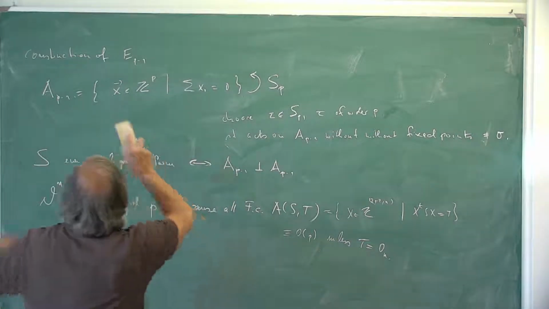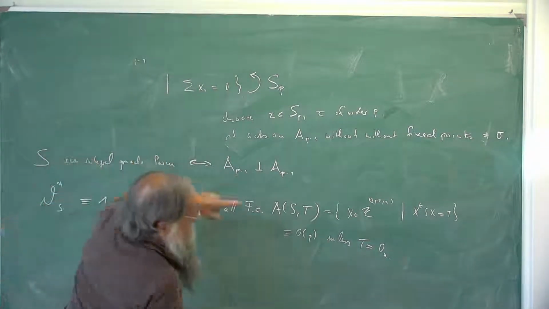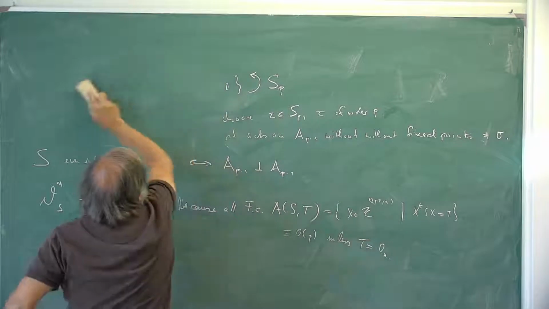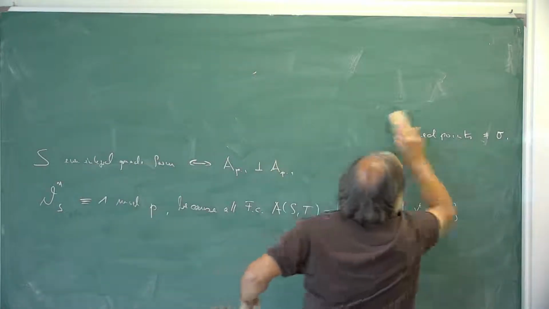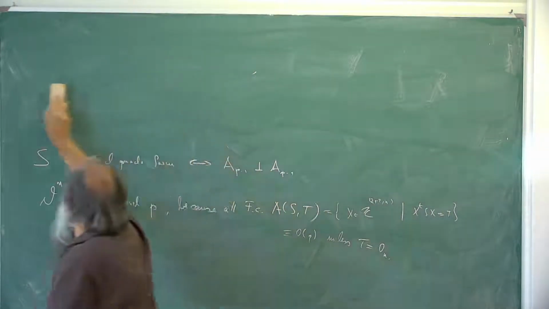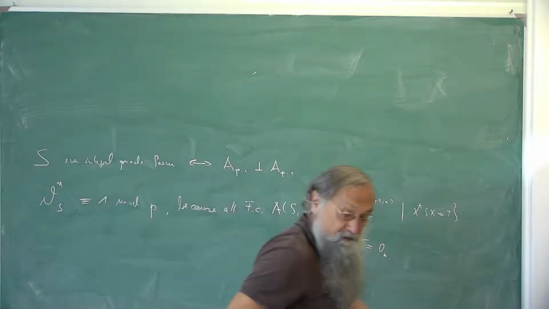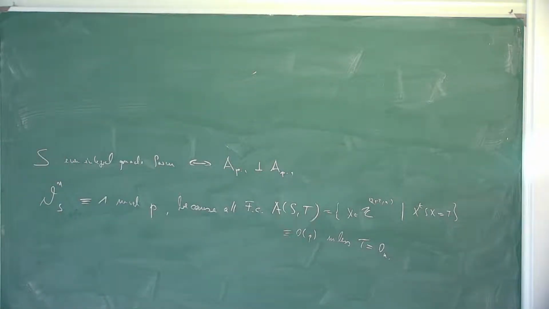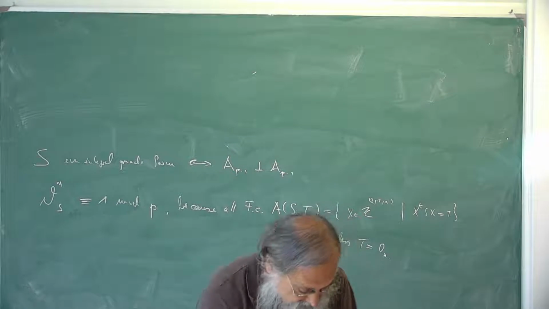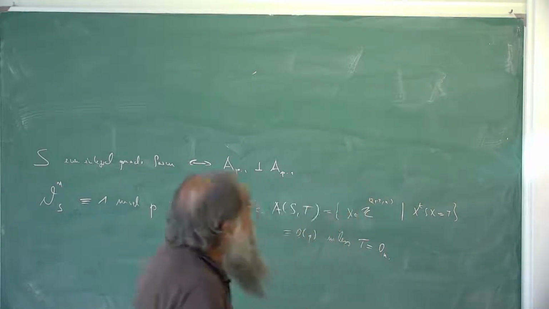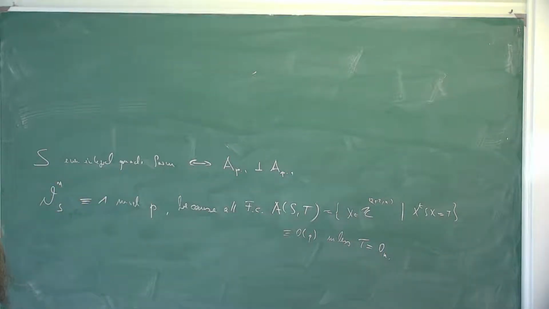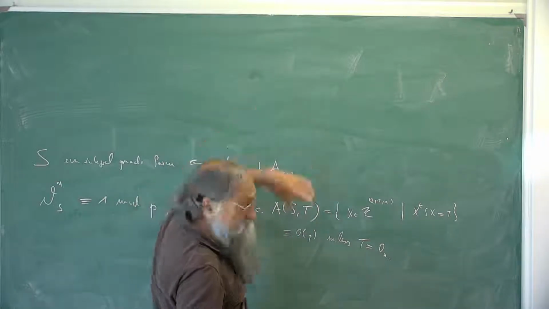Sorry, I have to erase this because I need this existence theorem over there. Maybe keep it for a moment. But as I said, this is something typical for extending things from degree 1 to degree n. You need something new very frequently.